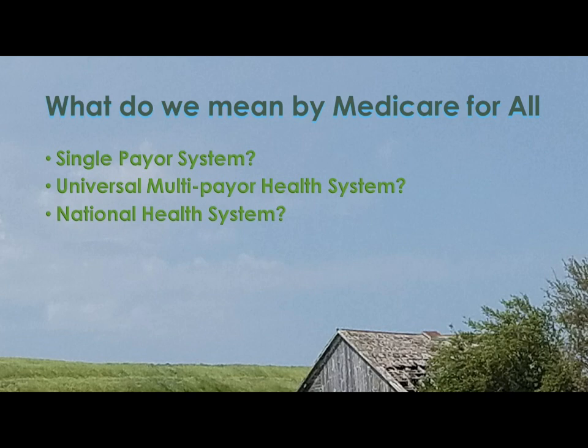The universal multi-payer health system is more like an insurance system that everybody is required to buy into and would require a certain level of care to be provided by every plan. A national health system takes us beyond a payer system into a provider system. In a national health system, your physicians and hospitals are owned and employed by the national government, and they are paid by the national government out of taxes that come from your paycheck. So it's a very different system beyond just how do we pay private individuals for the services that they provide.